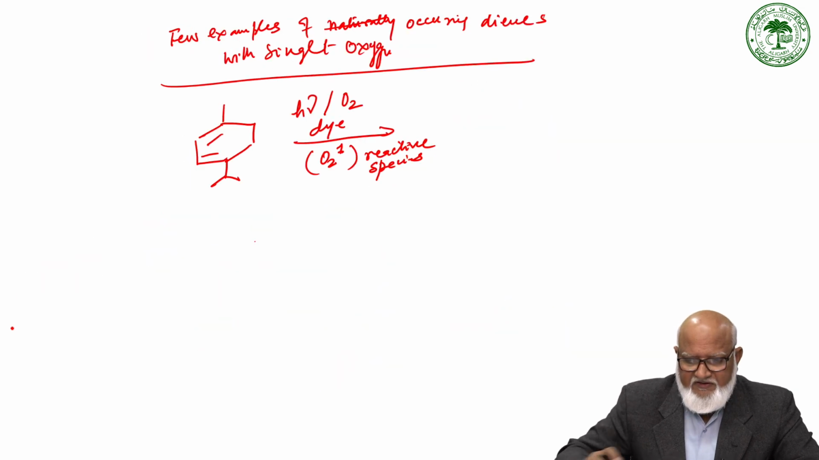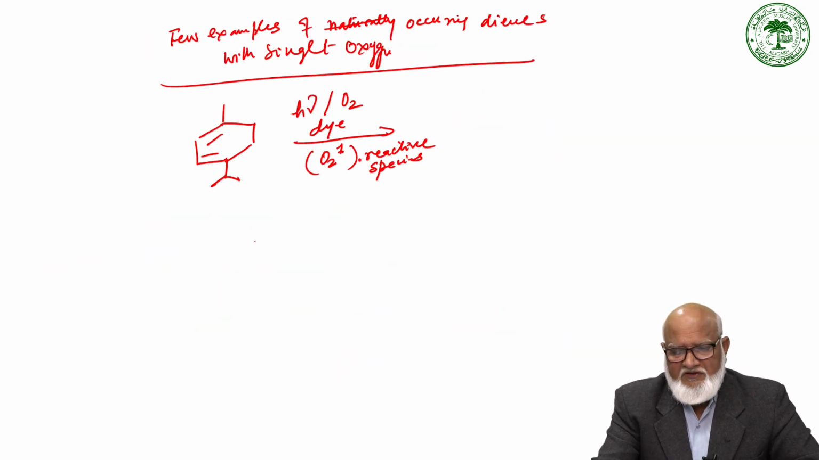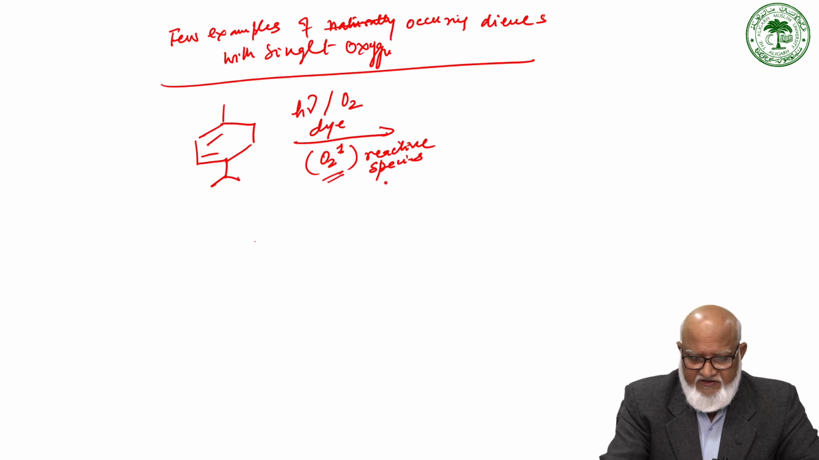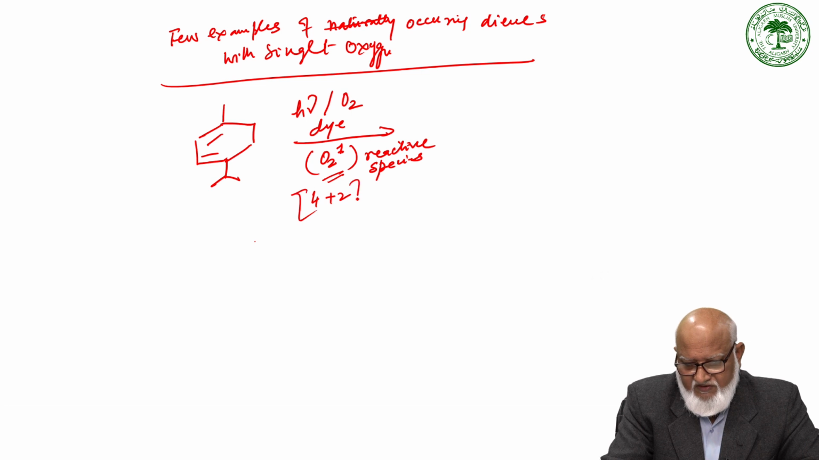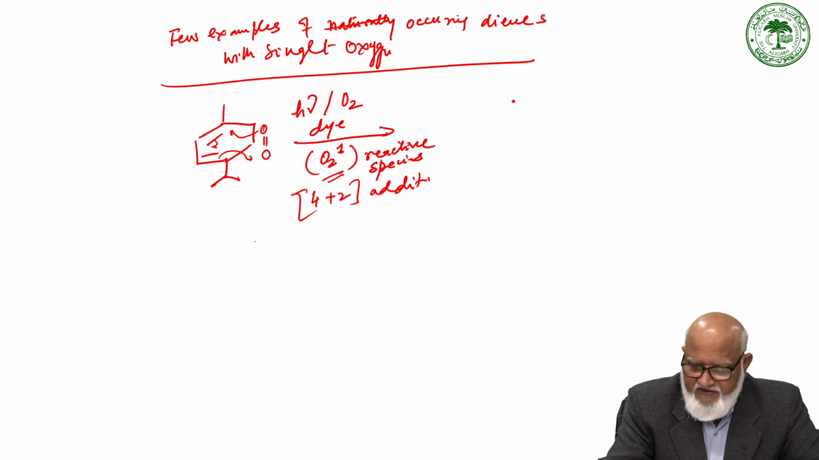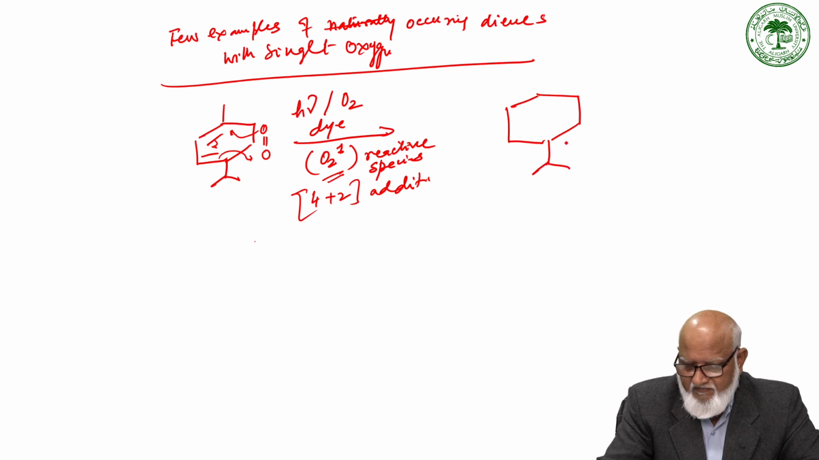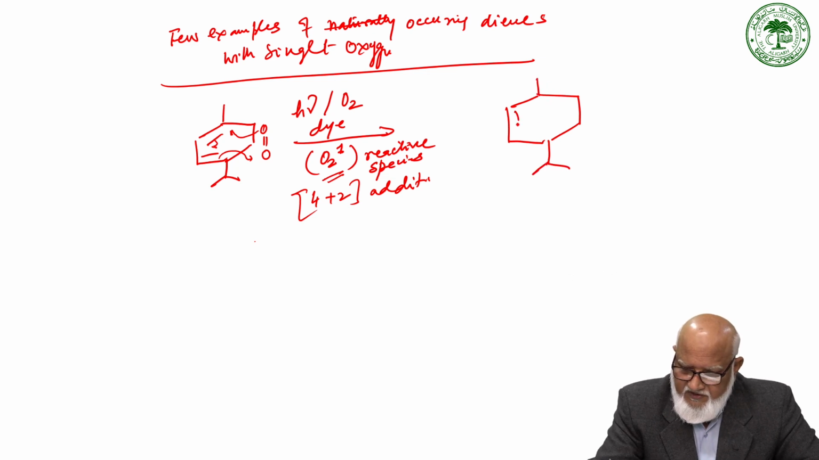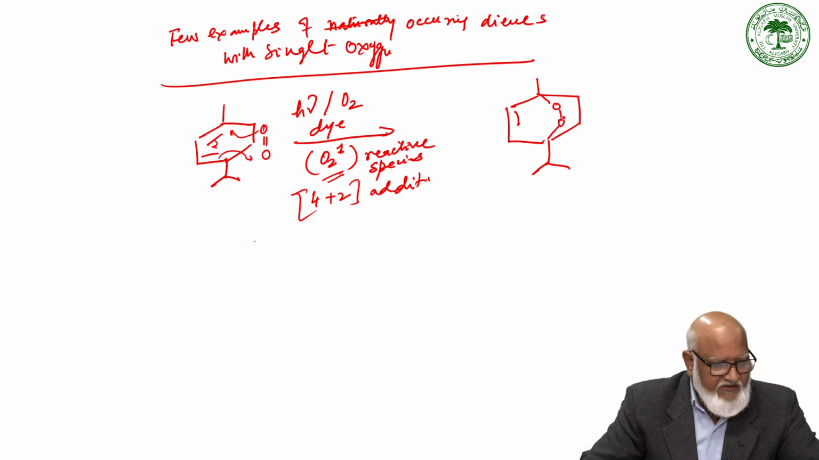So here the singlet oxygen is generated and it adds in a 4+2 addition with this diene, giving rise to a product like this. The double bond, the endoperoxide is formed.